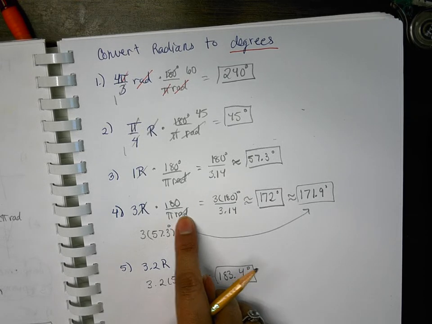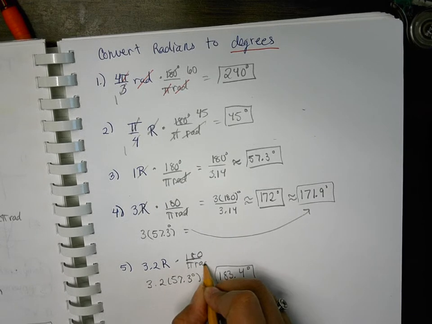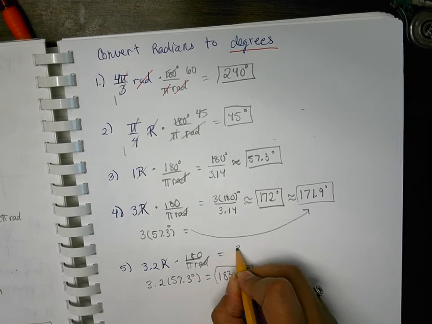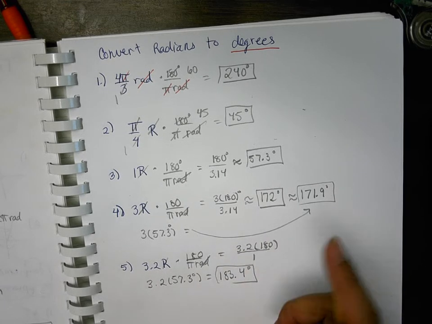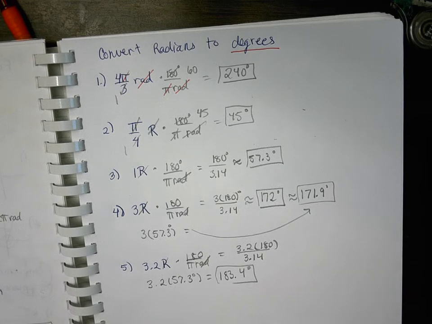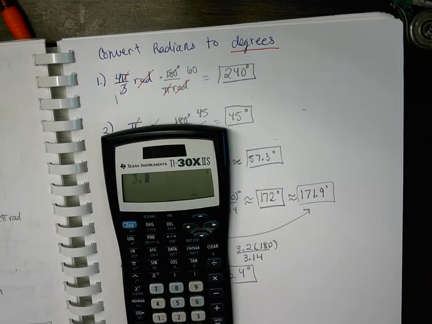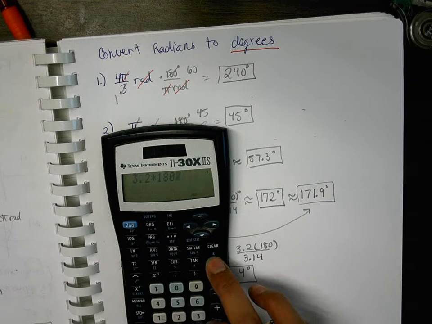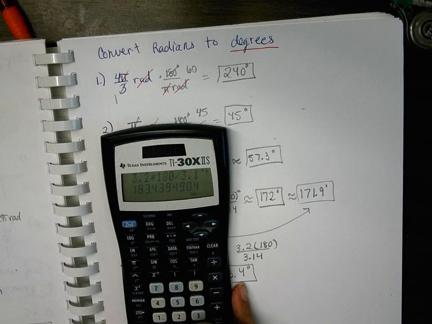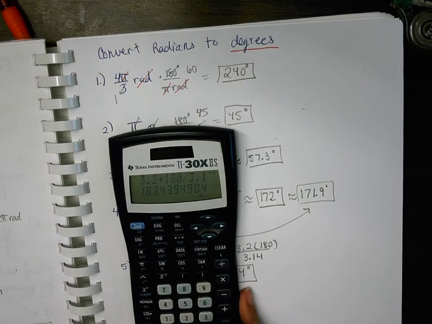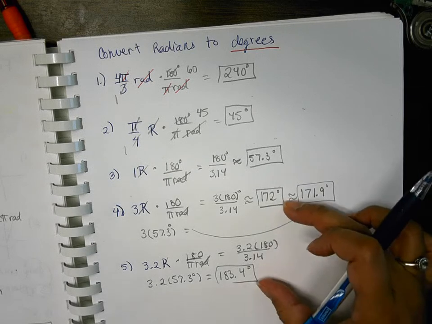The pi, yes, okay. So you did 180 over pi radians. The radians cross out. You get 3.2 times 180 divided by 3.14. And did you plug it in your calculator? Yeah. So 3.2 times 180 divided by 3.14. I got 183.439. Okay. Same answer? All right, any questions? Are we good? This stuff, did you guys do this last year?